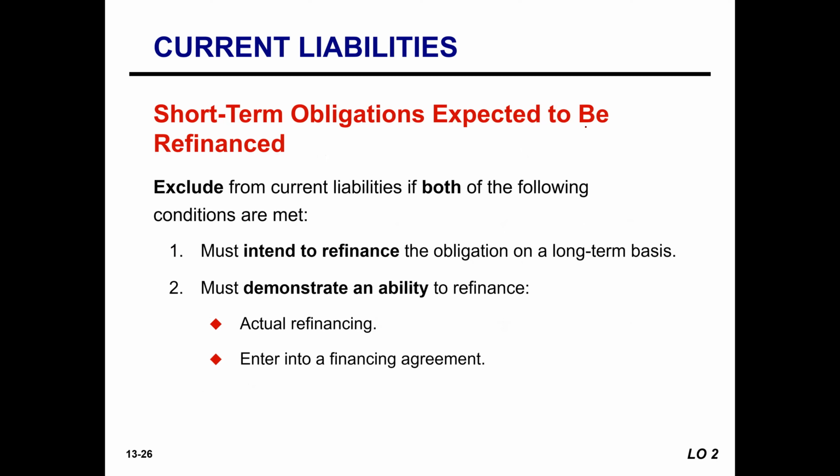Short-term obligations expected to be refinanced. Again, if it's a short-term debt that we're expecting to finance into a long-term debt, we would exclude it from current liabilities. Just like it shows here, we must intend to refinance and be able to demonstrate the ability to refinance, either through providing some type of financing agreement, proof of a financing agreement, or actually having the refinancing completed already.